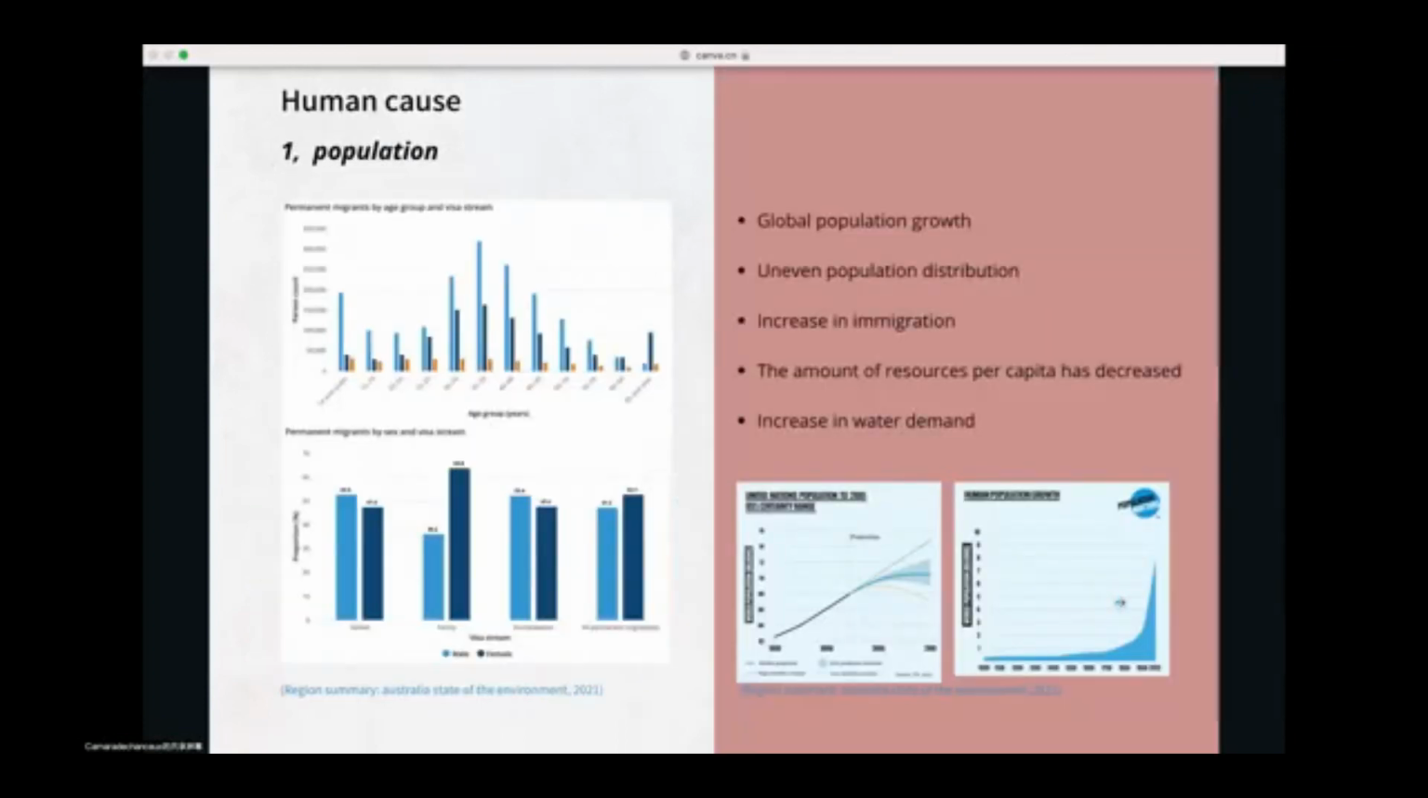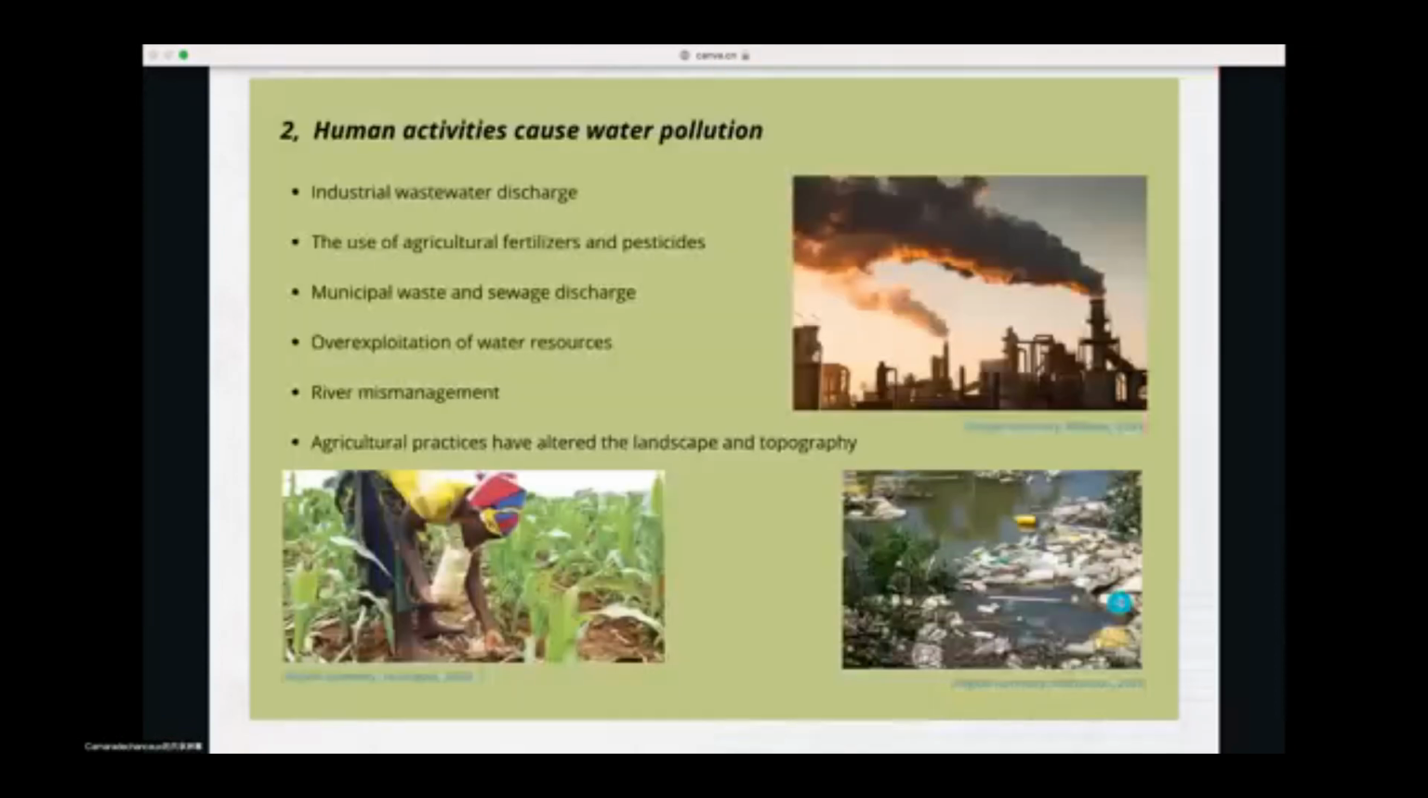In recent years, the increase of global population and the influx of immigrants have made scarce resources more strained, and the demand will increase. A large amount of production and domestic water and a variety of waste residue go without sewage treatment directly into the clean water sources.